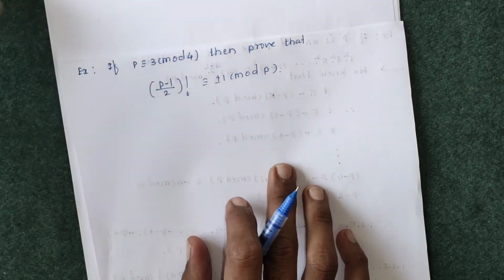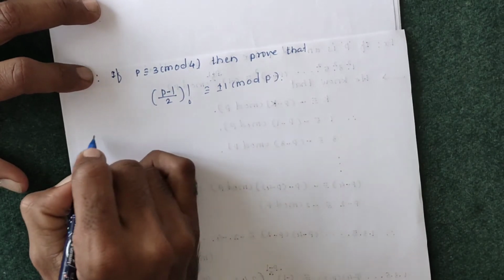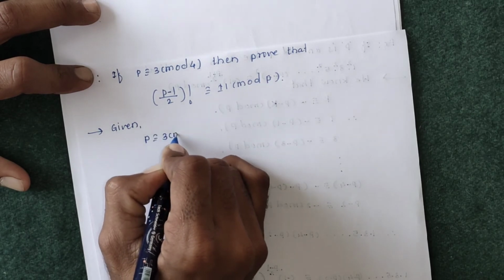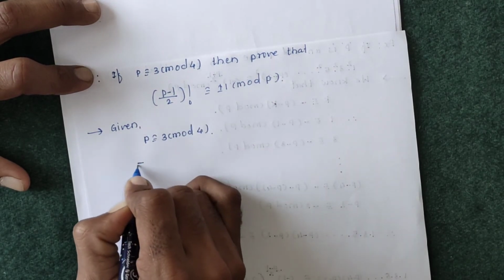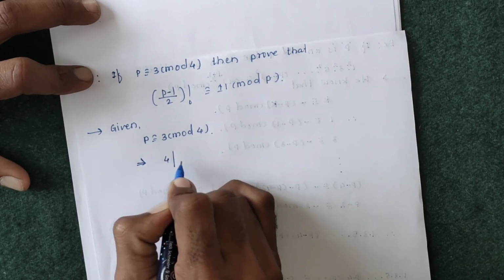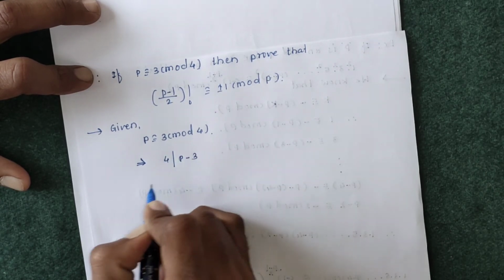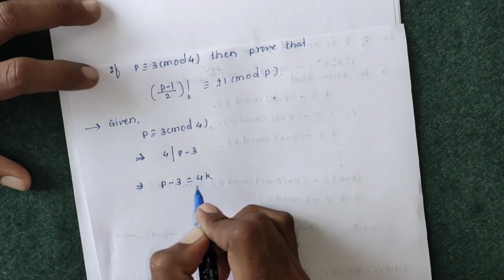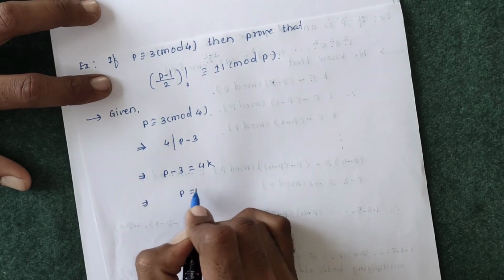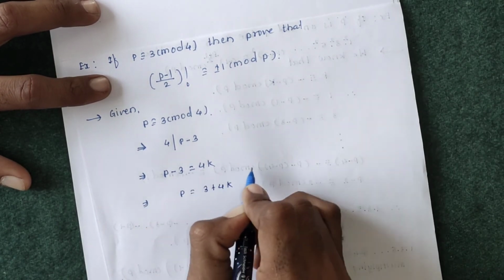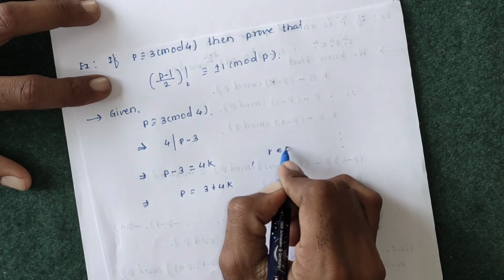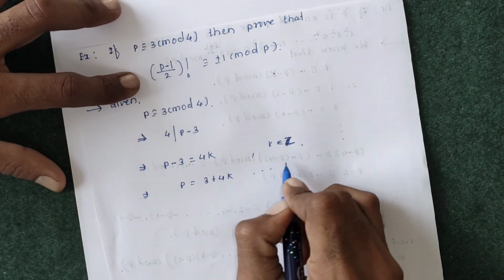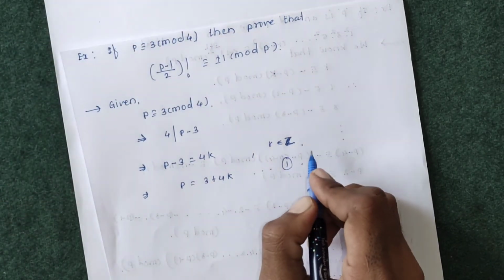So, first of all, the given thing is p is congruent to 3 mod 4. So, by using the definition of congruence, we can write 4 divides p minus 3. By using the definition of divisibility, we can write p minus 3 is equal to 4k. From this we can rearrange as p is equal to 3 plus 4k, where k is an integer. So, this p is of the form 4k plus 3, which is, suppose, equation number 1.